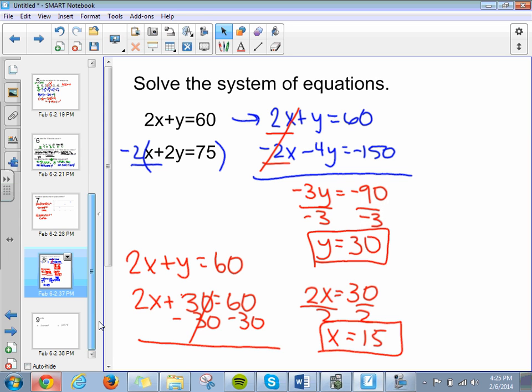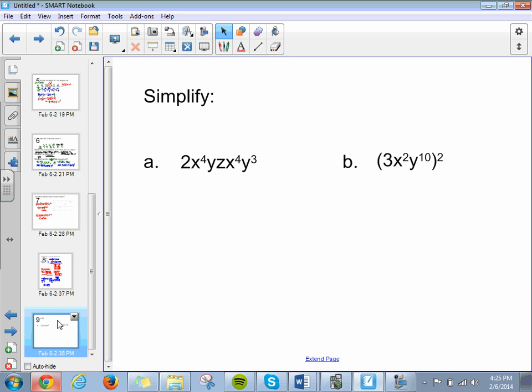So this is just one example of ways that we can solve systems of equations. Definitely going to have one of those on there tomorrow, so I would make sure that I know how to solve a system of equations. The last two is we're going to simplify with our exponents. So with part A, it looks a little crazy. We've got multiple z's and multiple y's in there that we're going to want to combine together.